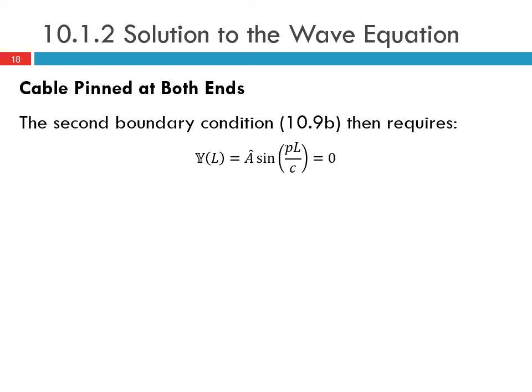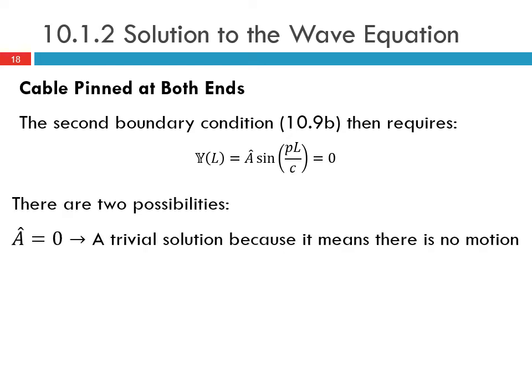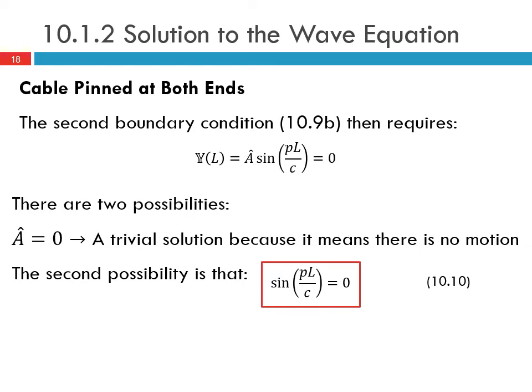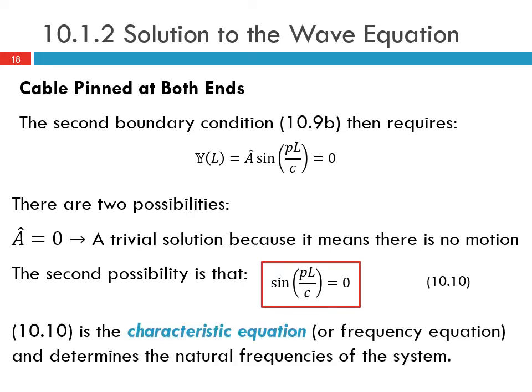The second boundary condition then requires that y of L is equal to a hat sine pL over c is equal to 0. For this, there are two possibilities. Either a hat is equal to 0, which is a trivial solution because it means there's no motion, or sine of pL over c is equal to 0. This is the characteristic equation, sometimes called the frequency equation, that determines the natural frequencies of the system.